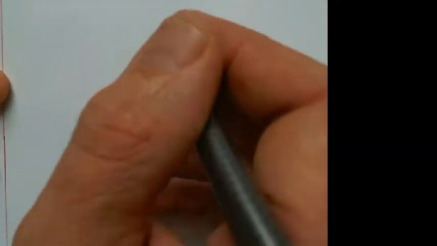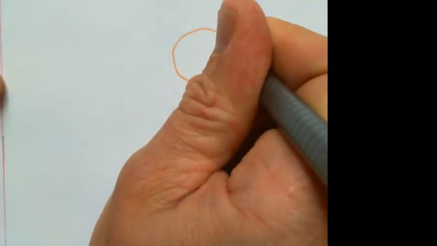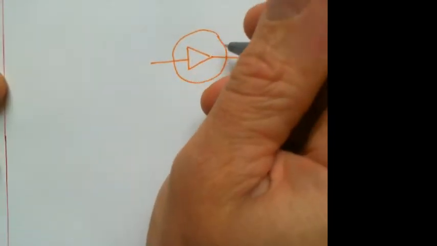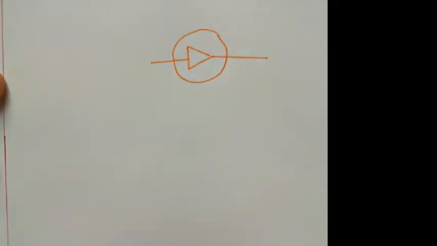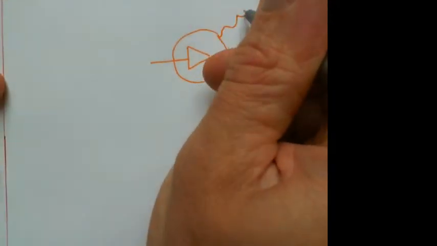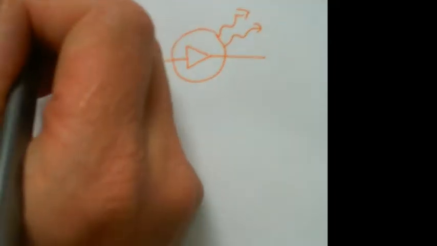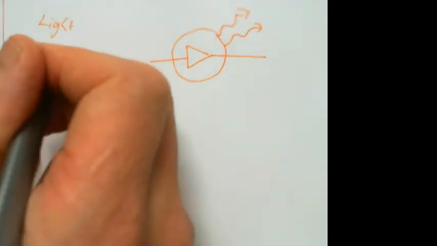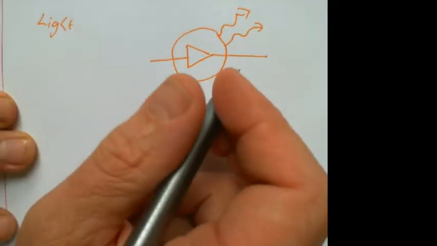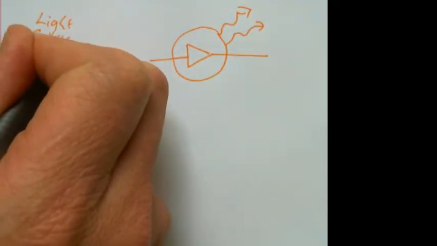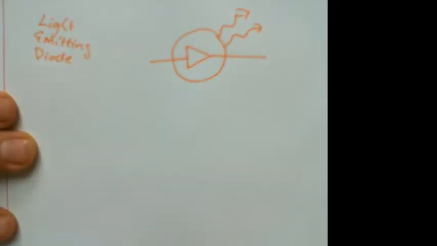Right, okay, so the next one I want to talk about looks like this. It's got a circle, it's got a triangle, and it's got an arrow like that. We know that the circle means it's to do with light, the triangle means that this is a diode, and the arrow is going out, so we know it is emitting, so light emitting diode, LED.